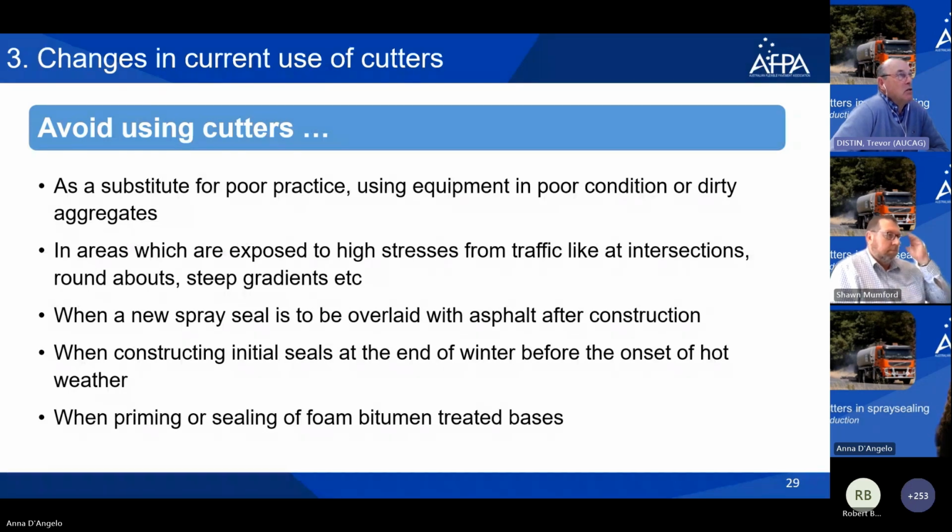And also, it's not wise to use cutter in a seal. As we said, we know it reduces the viscosity, and if you've got a fresh seal that's got cutter in it, and it's in a high stress area, and if there's any heavy traffic or braking taking place, certainly as we see at intersections, roundabouts, or steep ground, that's going to destroy the seal, and you're going to have problems in the early life of that seal. So we don't want to use cutters in those environments.